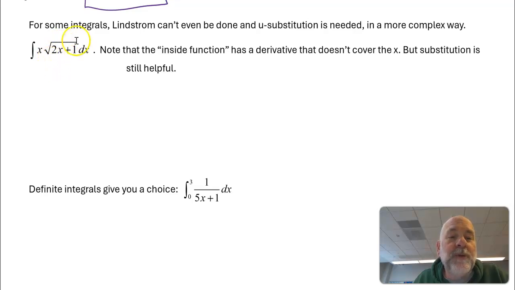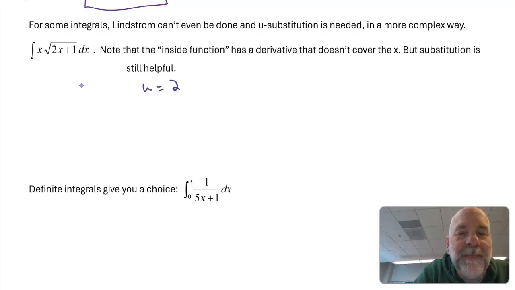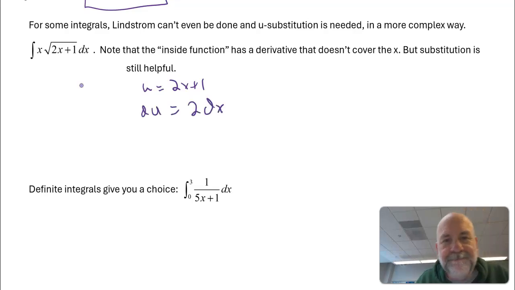We could make u equal to 2x plus 1, but then the du wouldn't help us with the x. And so our inside-outside look doesn't give us an idea about what to make u, and so we're kind of stuck on this one. Turns out there's a way to do it, and what you do is you still make u equal to 2x plus 1. And so du is 2dx. Okay, cool. And so let's see where we're at.